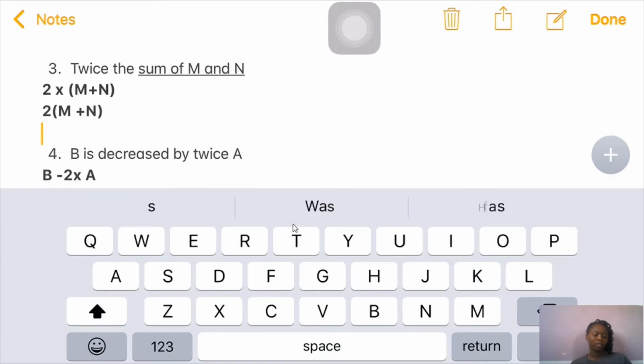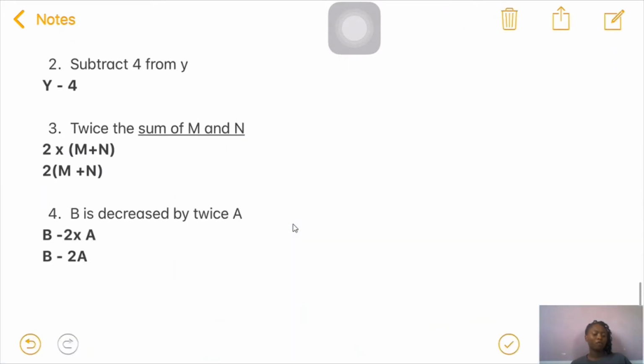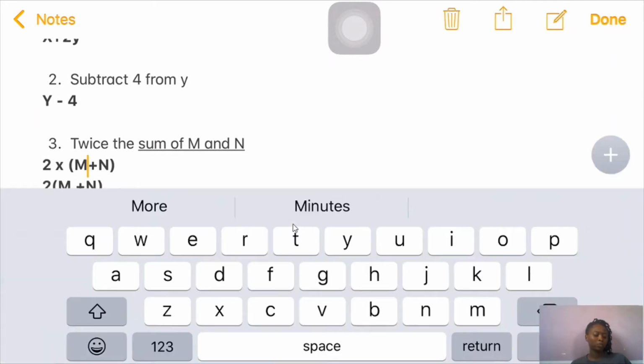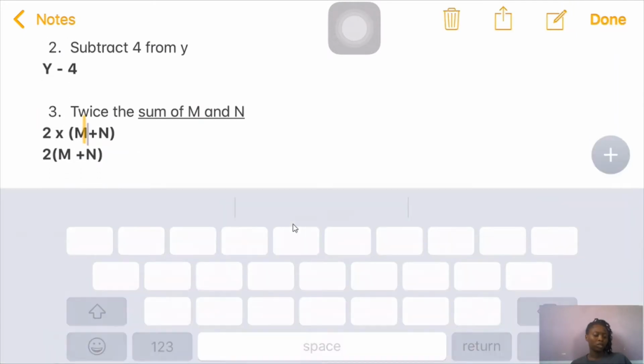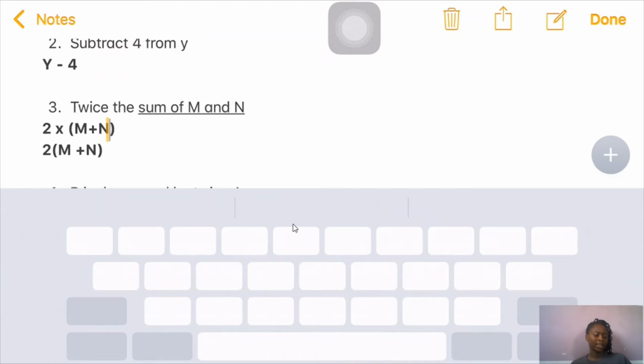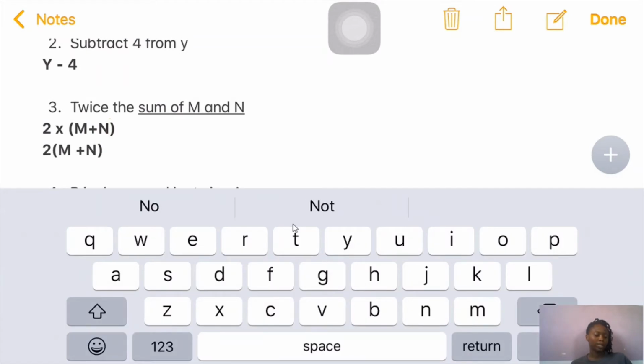Sum of n. Twice the sum of n. So we need to get our sum of n, which is m plus n, and twice the sum of m and n becomes 2 times the sum of m and n. So 2 times, so that's where our bracket is introduced.